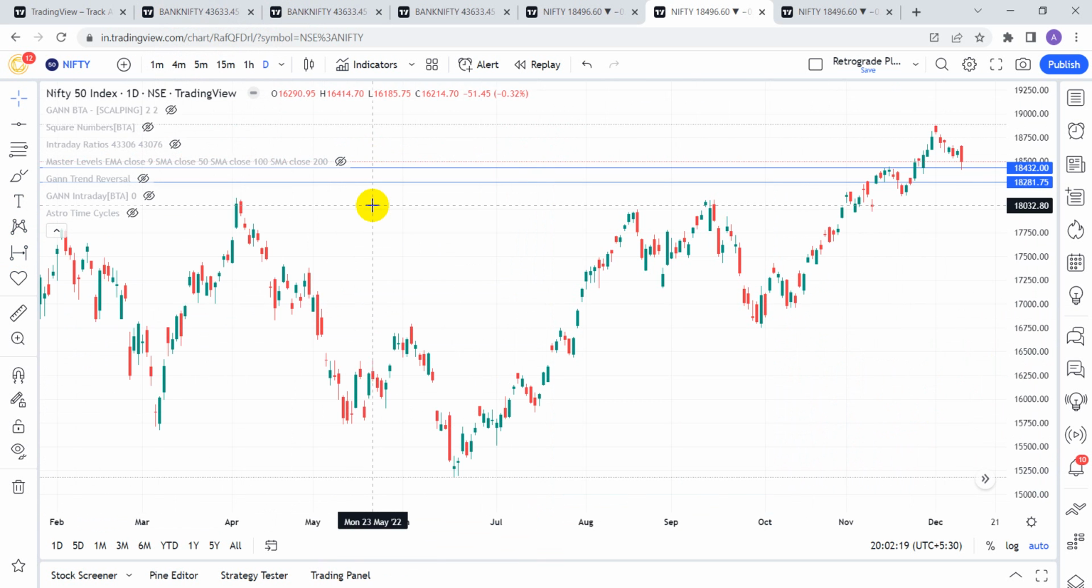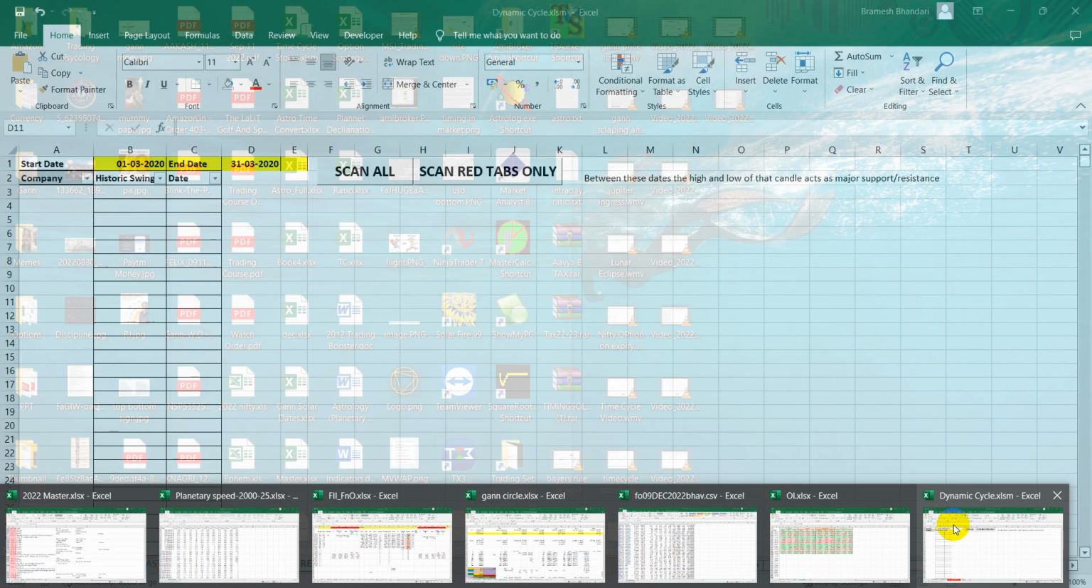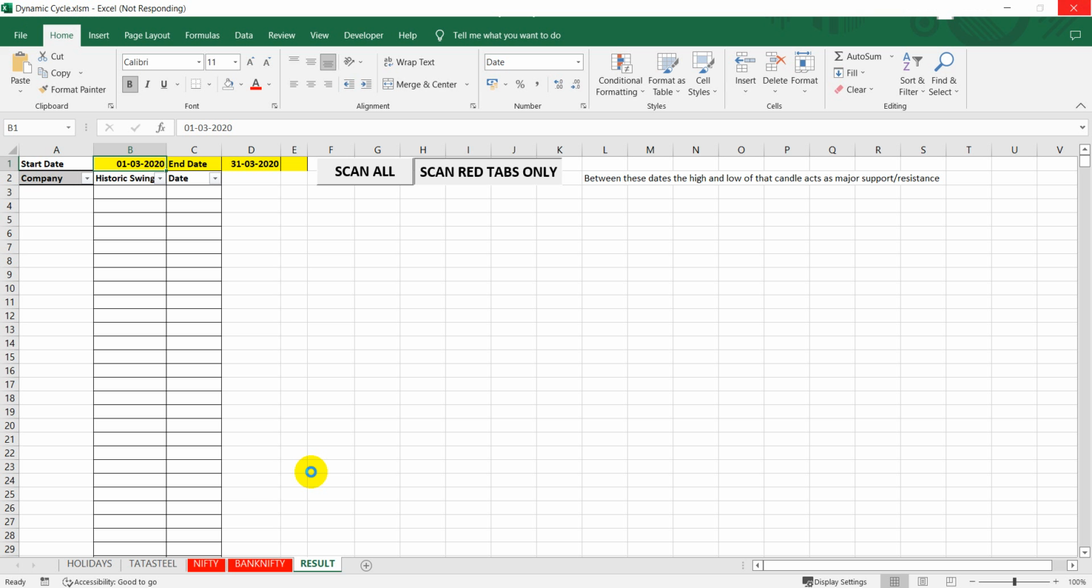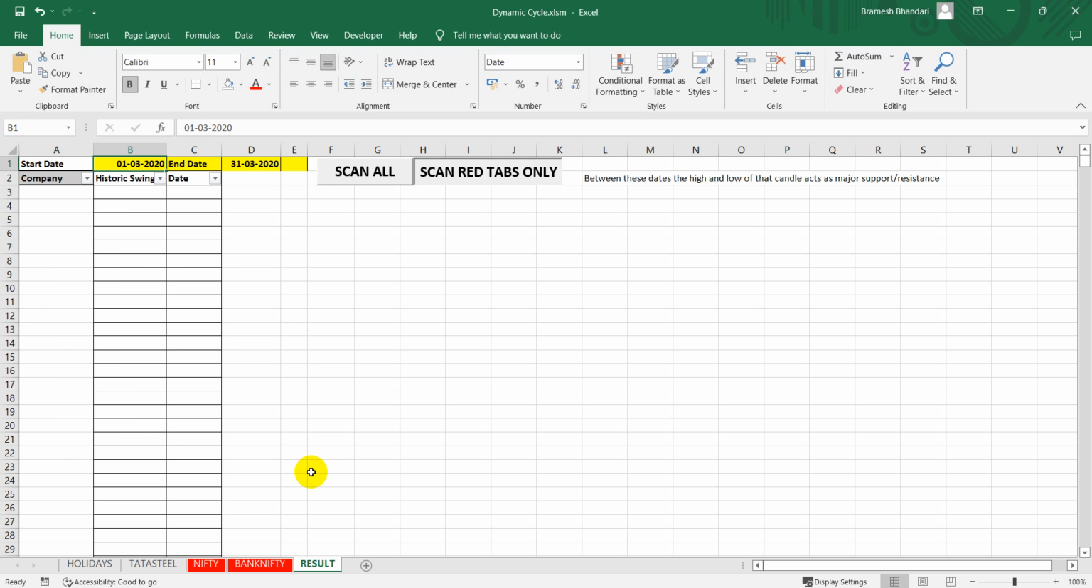Now, what we have done is automate this. This is just one swing low we have taken. After that, you can have various swing sizes and swing lows. So we have our own tool which does all this work. You pick any month of your choice, let's take 1st March to 31st March, and click on scan red tabs only. We developed this sheet for Nifty and Bank Nifty, and you can develop it for stocks also, and you will get some important turning dates in the market.